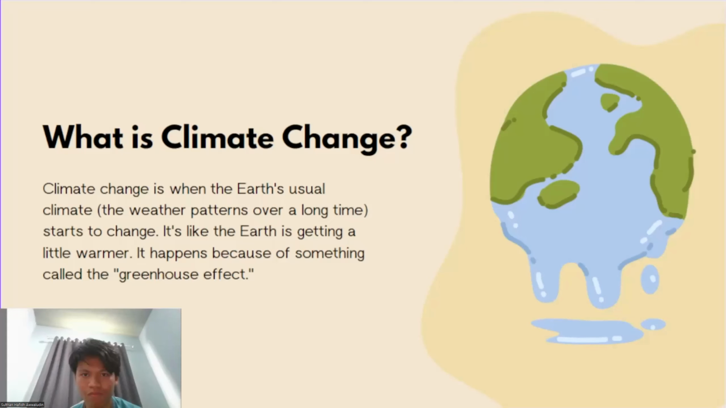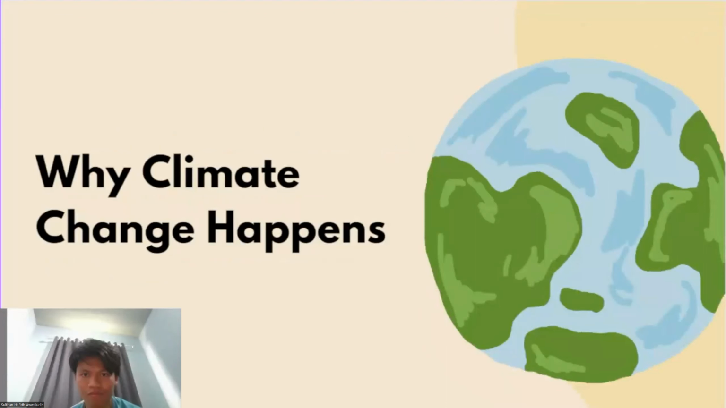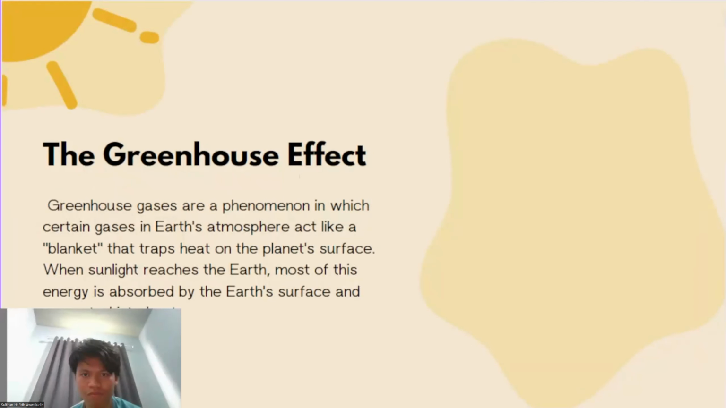Climate change is also known as the global warming phenomenon, where there is an increase in greenhouse gas in the atmosphere. Why does climate change happen? Greenhouse gases are gases in Earth's atmosphere that act like a blanket that traps heat on the planet's surface.